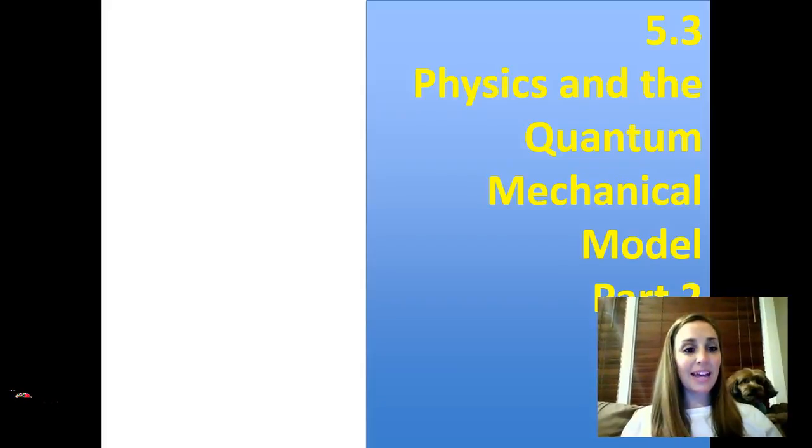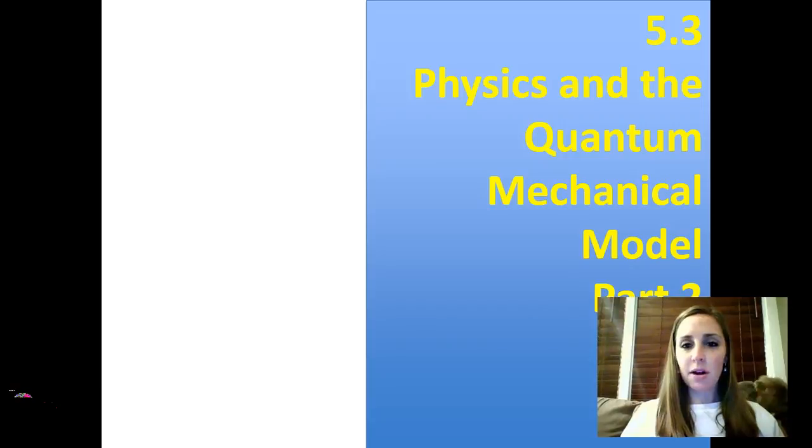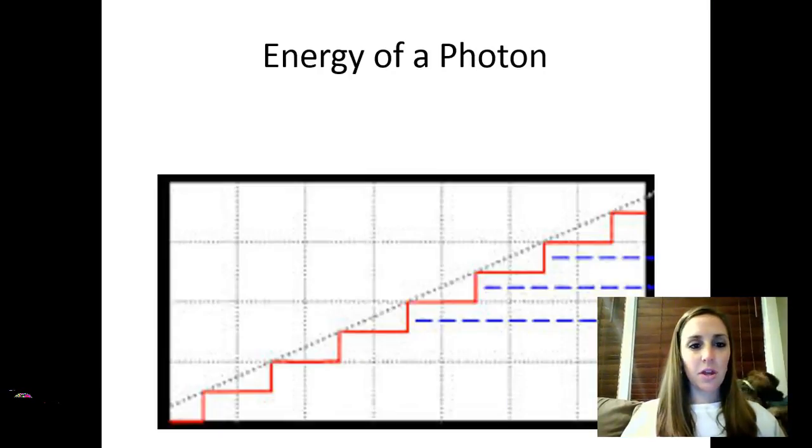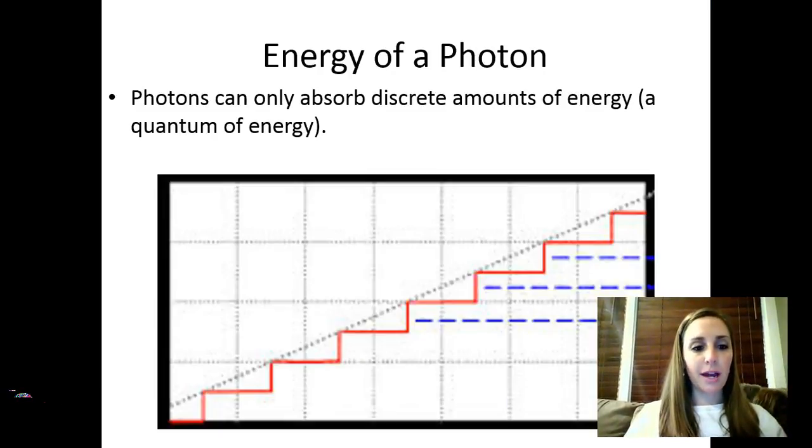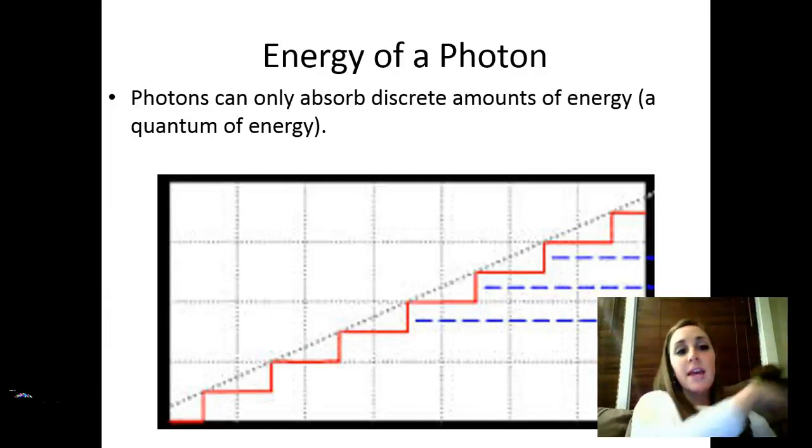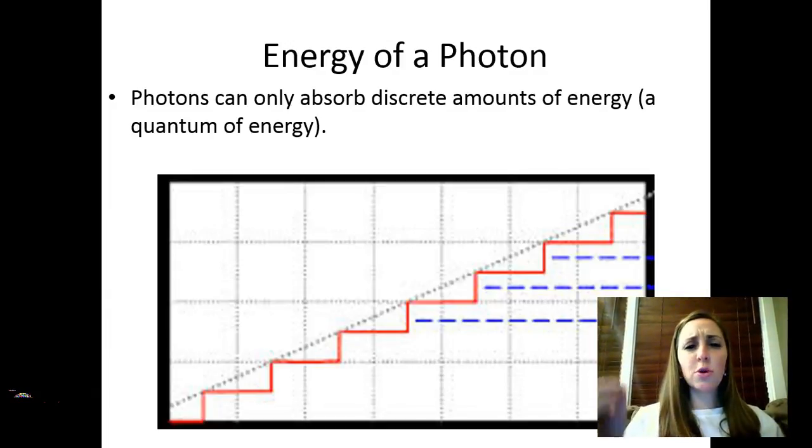Guys, this is Ms. Dominiak, and Ralphie's here as well to help with the second part of the quantum mechanical model. So the thing to know about photons: photons are a type of light, and they absorb discrete amounts of energy. We call that a discrete amount, a quantum amount, which means they only absorb a certain amount.